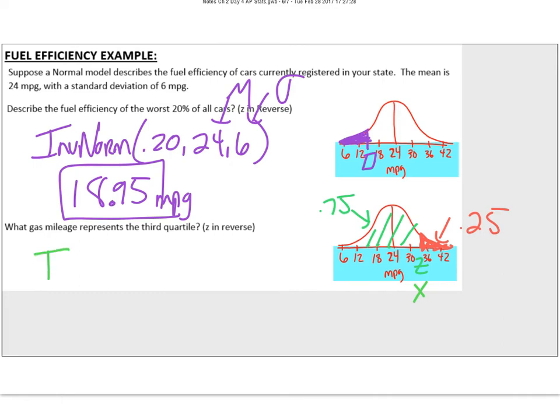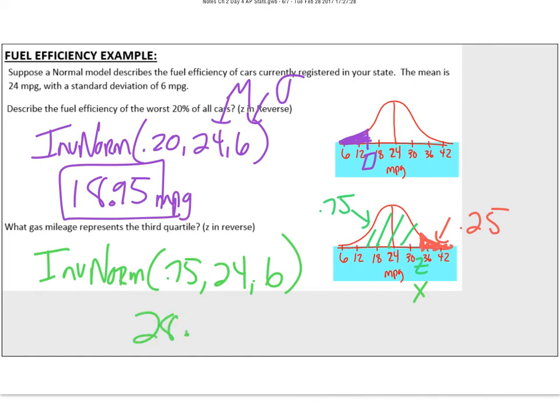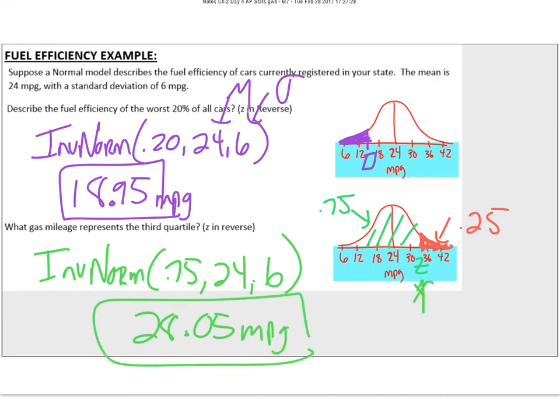So to do that, I'm going to do an inverse norm again. Here I want to know 75% for the bottom half. I'm going to put in the actual mean and standard deviation. Put that into the calculator. It's going to kick back 28.05 miles per gallon. Again, reasonable check. Yes, clearly my picture is not drawn to scale. It should have been more over in here, but that's fine.